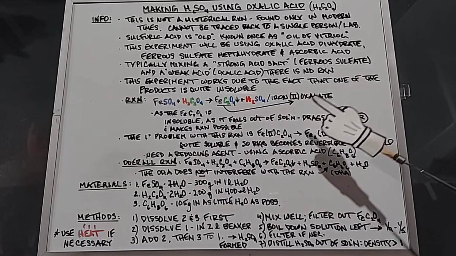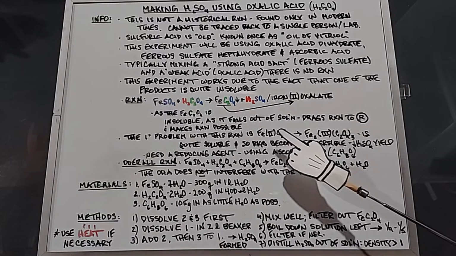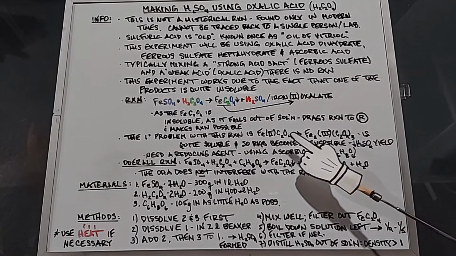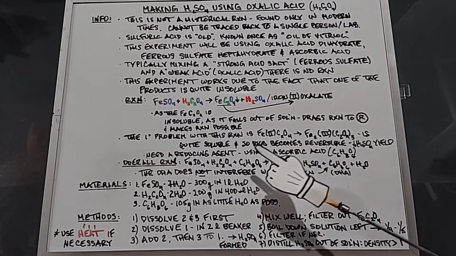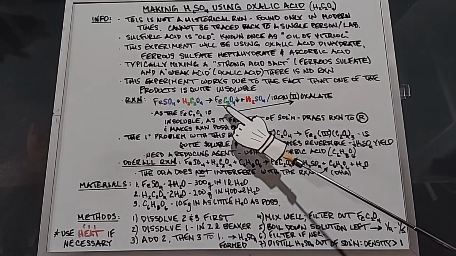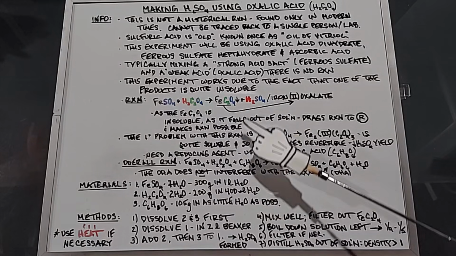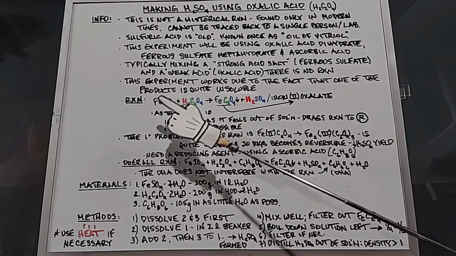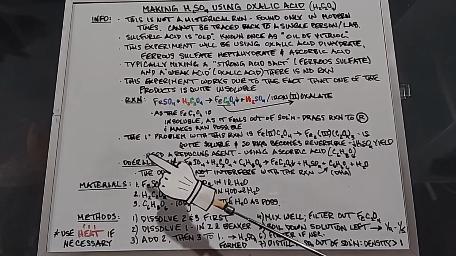But there is a problem that happens in this reaction also. And the primary problem with this reaction is the iron 2 oxalate, that right there, can become iron 3 oxalate. And this is quite soluble. And so the reaction becomes reversible and it decreases your sulfuric acid yield. So if this becomes iron 3 oxalate in the reaction, which can happen, it's no longer falling out of solution, it's staying soluble, and therefore this is not getting dragged to the right, so you don't get as much sulfuric acid. So what we need to do is add a reducing agent.